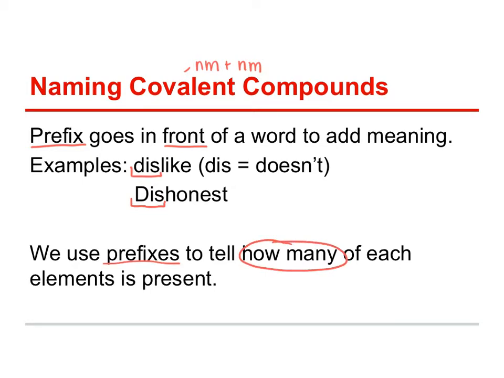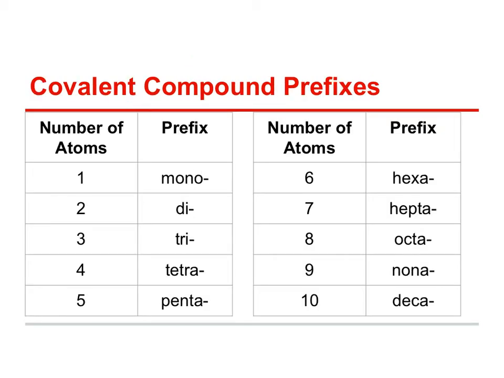So we're going to use number prefixes. Just like in math class where we talk about an octagon or a pentagon, we're going to use those prefixes. So here's a list of the prefixes. We are going to be using these a lot. I will give you this list on a test, but you will need to know how to use it. So 1 is mono, 2 is di, 3 is tri, 4 is tetra, 5 is penta, 6 is hexa, 7 is hepta, 8 is octa, 9 is nona, and 10 is deca.